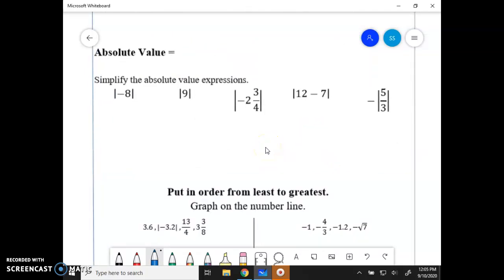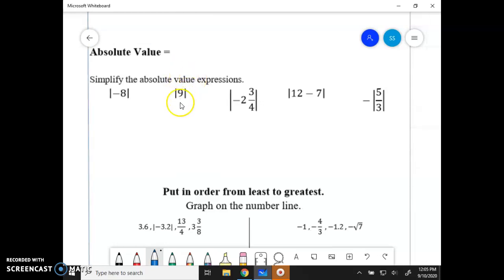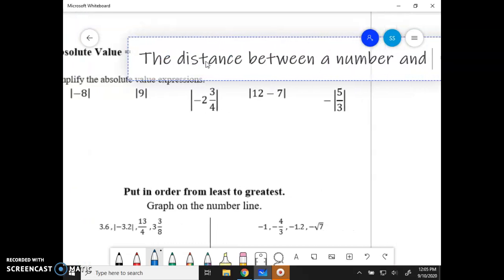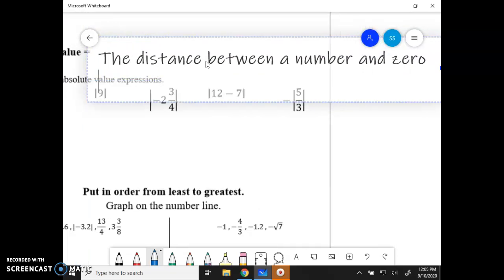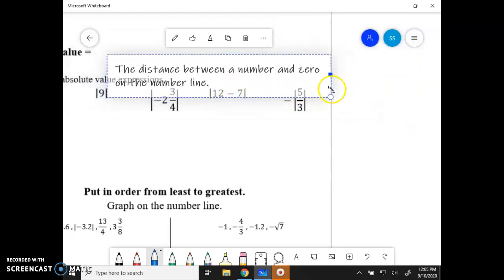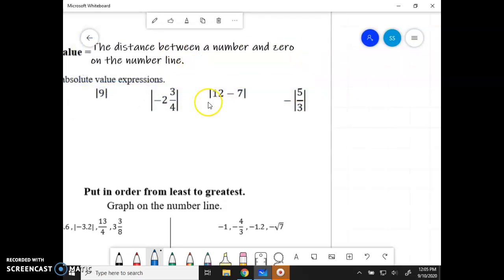Absolute value, I don't know why, but a lot of students struggle with absolute value. So we've got a little definition we've got to write down. If I can get this to work. Come on. Let's try it here. All right. Absolute value is just the distance between a number and 0 on the number line. All right. That's it. Now let's go ahead and make this a little bit smaller, a little less crooked. There we go. Pause the video if you need to.